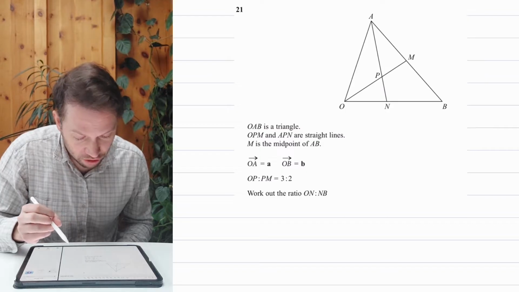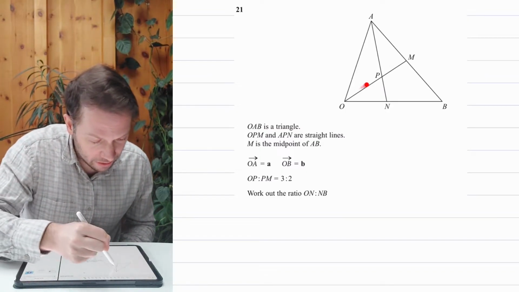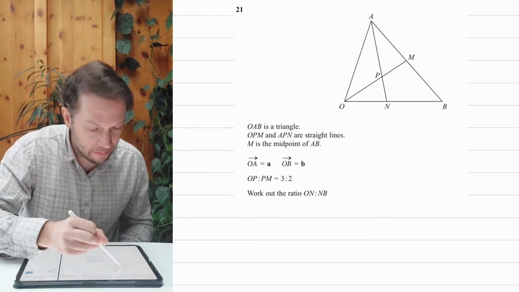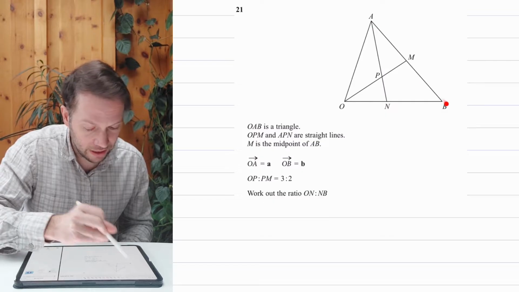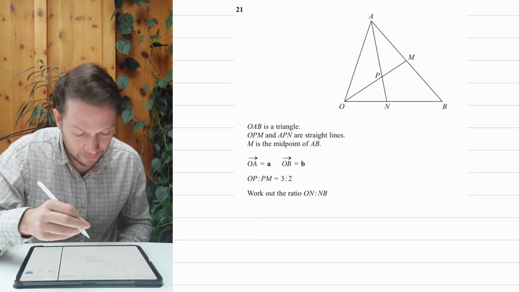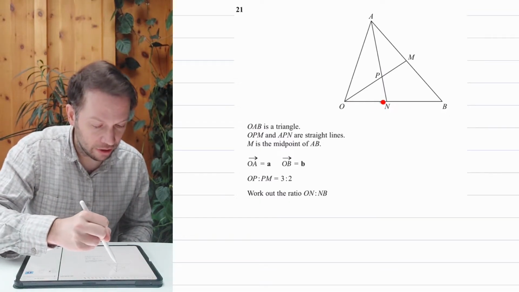We've got OAB as a triangle, we've got OPM here, that's a straight line, and APN, that's also a straight line, and M here is the midpoint of A to B. We're also told that OP to PM is 3 to 2, and we want to work out the ratio ON to NB. So we want to work out this ratio here.